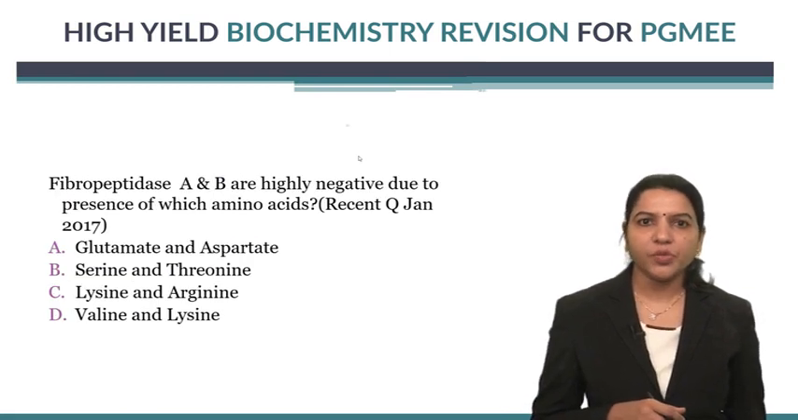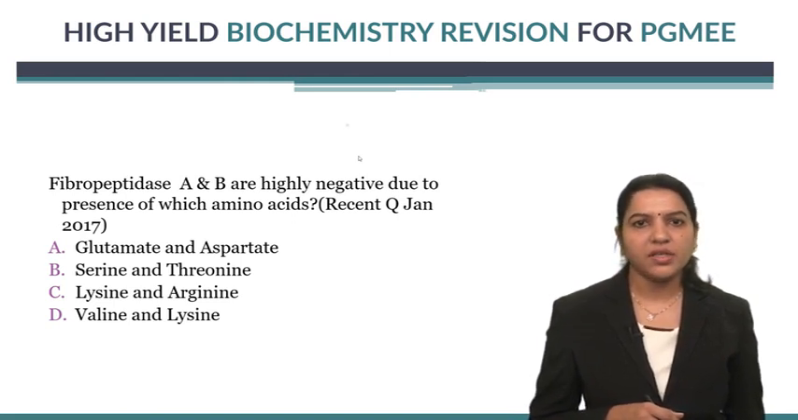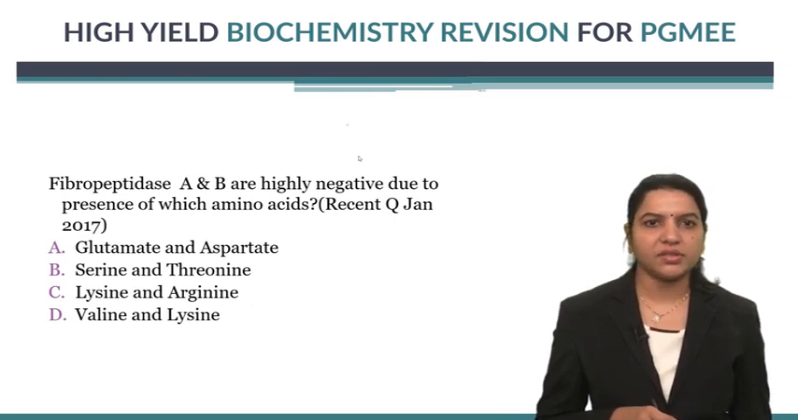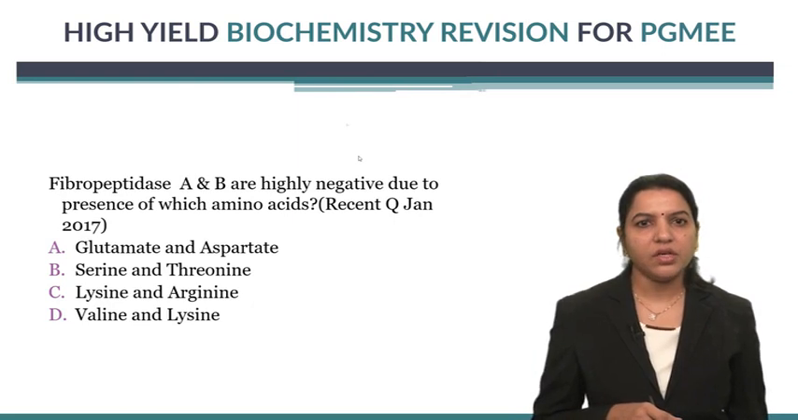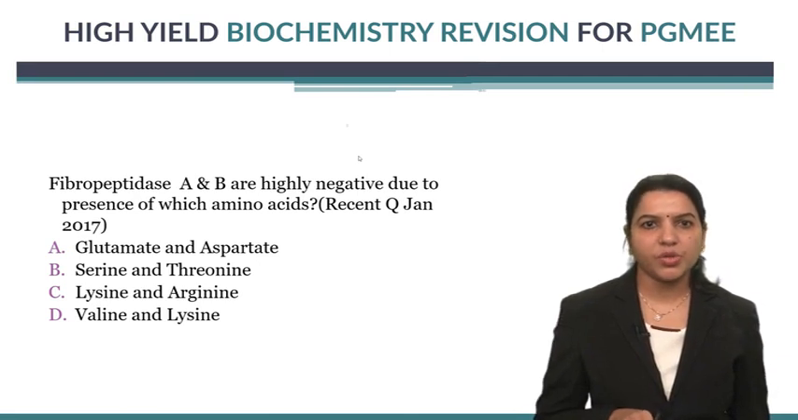Next question is, the fibropeptidase A and B are highly negative due to the presence of which amino acids? It's a recent year question to January. The options are glutamate and aspartate, serine and threonine, lysine and arginine, valine and lysine. So among this option, we have to search an amino acid with negative charge. So which are the negatively charged amino acids?